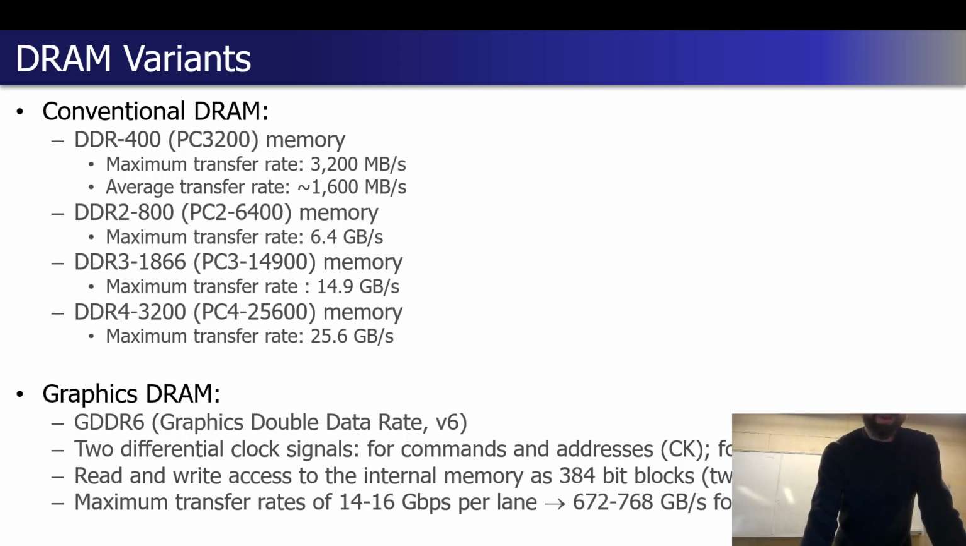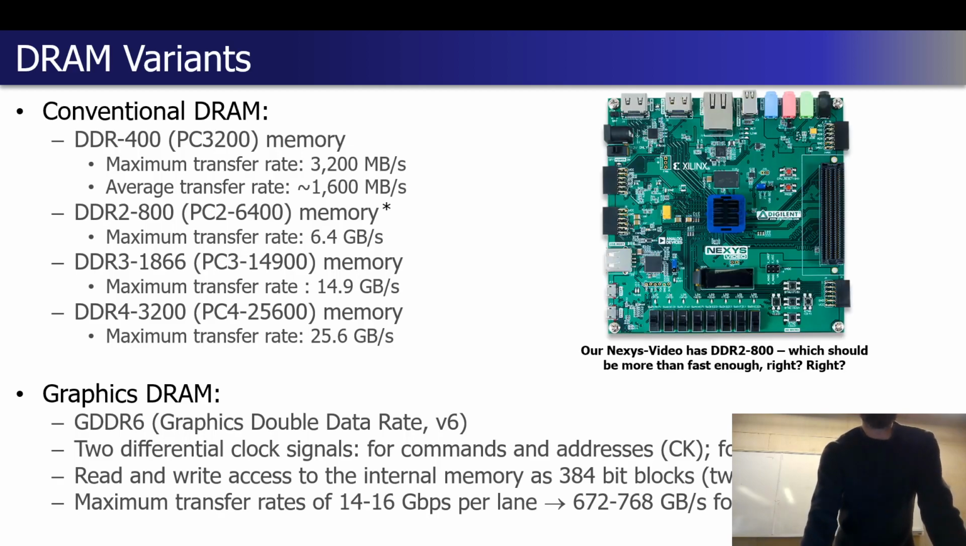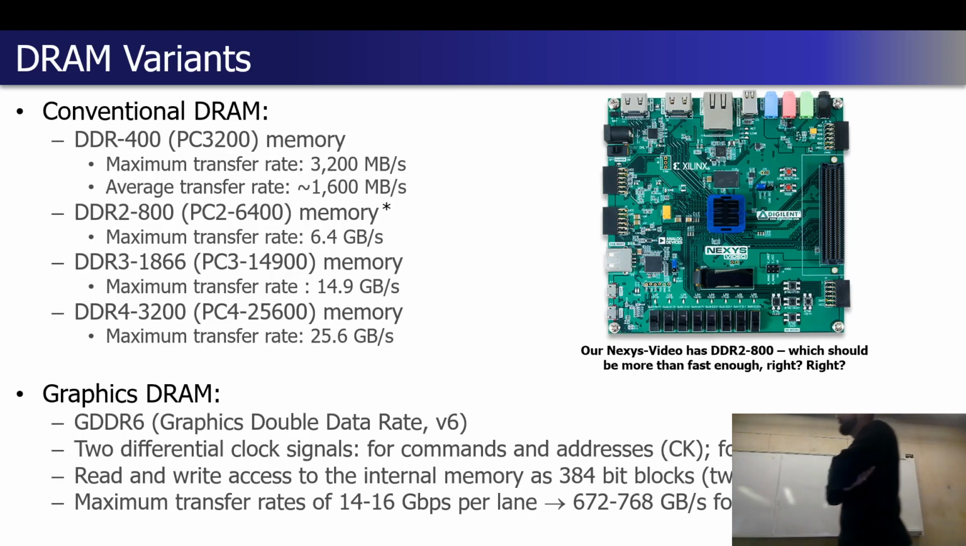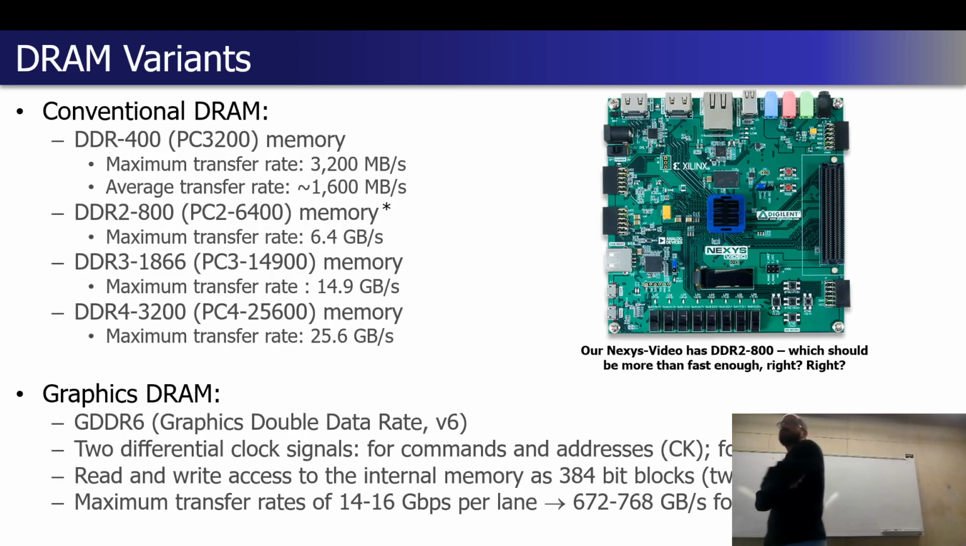The one that probably matters the most for us this semester is DDR2 800, which is nowhere near state of the art, but for the cost of the board, it's sufficient. That is what we have on the Nexys Video FPGA board that you're implementing these designs on. That maximum transfer rate is one of the fundamental limitations of any design we're doing this semester. How fast can we get data in and out of our frame buffer?